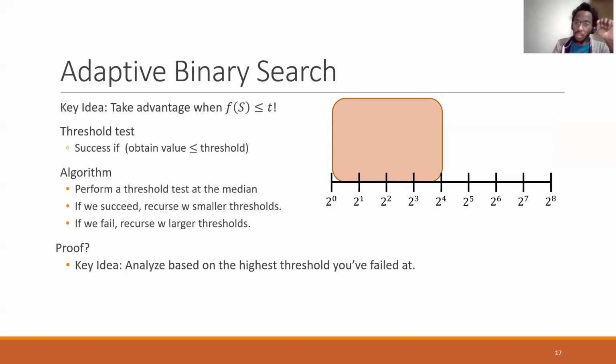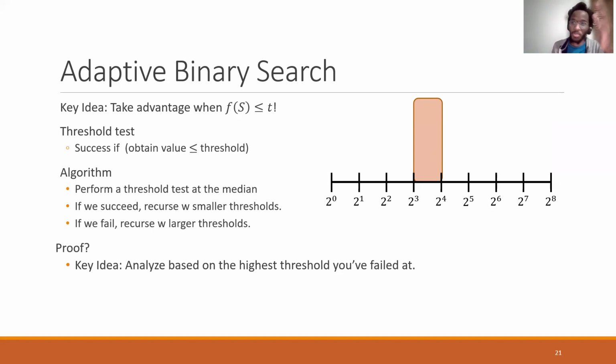Okay, so now we'll do this again. The median here is 2 to the 2, or 4, right? We perform this threshold test. We fail it, so we move to the right, and this continues until you end up with nowhere left to go, no thresholds left to test, and at that point the algorithm terminates.